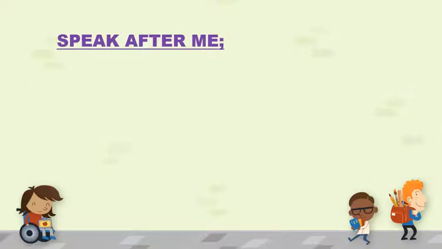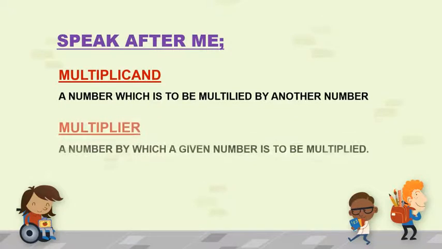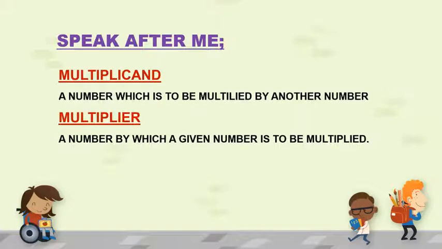You must speak after me. Multiplicand, a number which is to be multiplied by another number. Speak after me, students. Multiplicand. Multiplier, it is a number by which a given number is to be multiplied. It is multiplier.